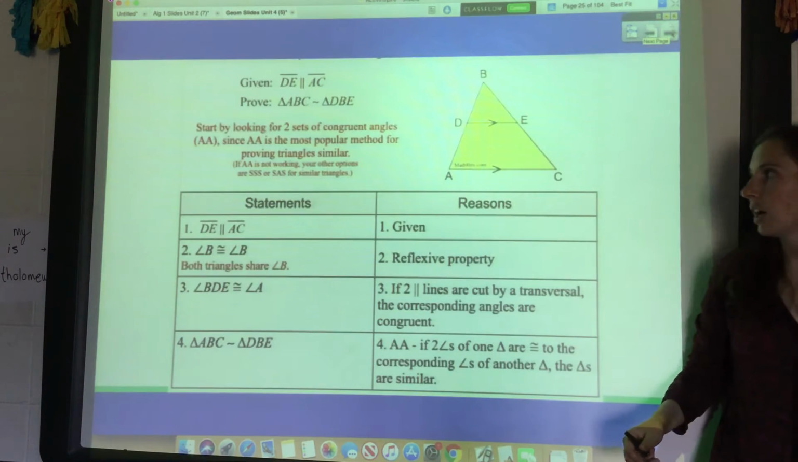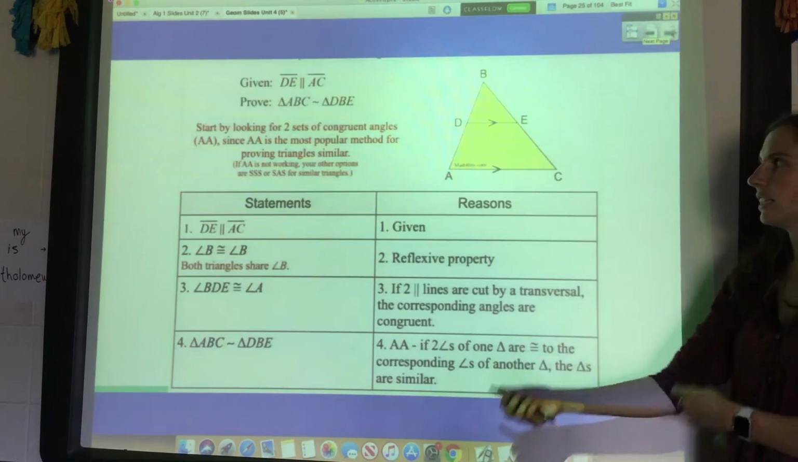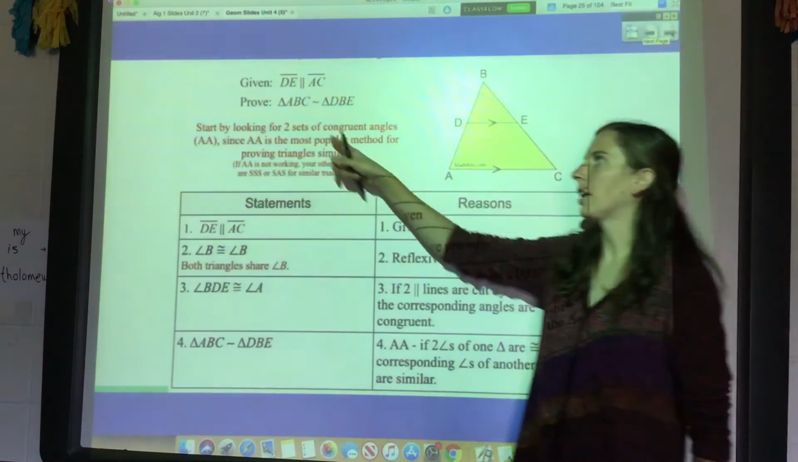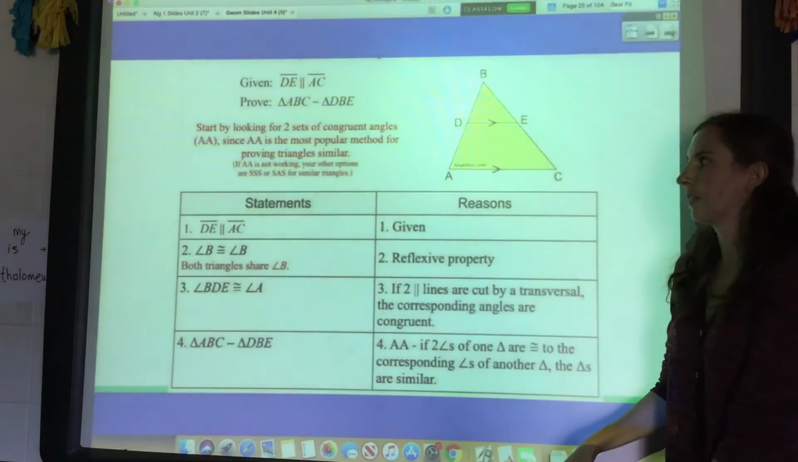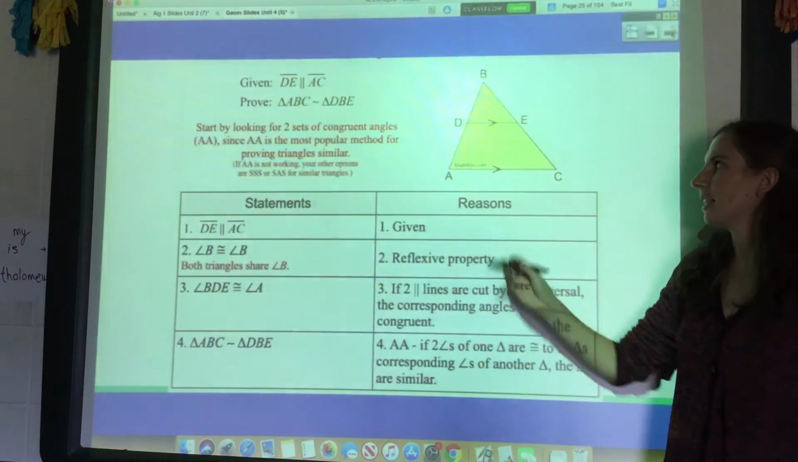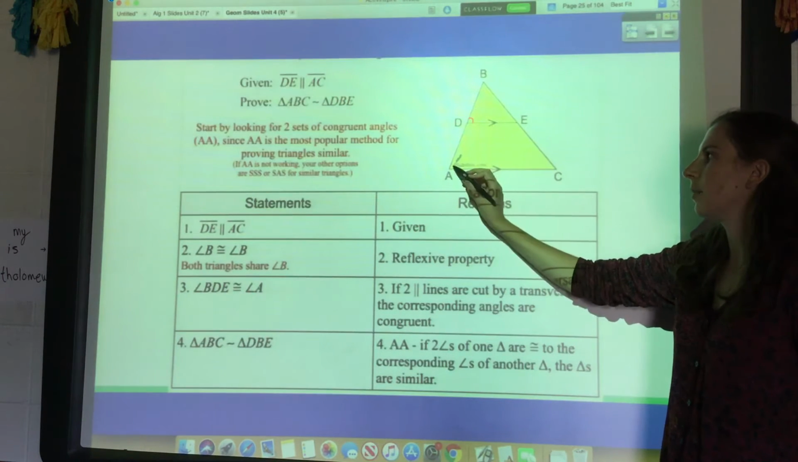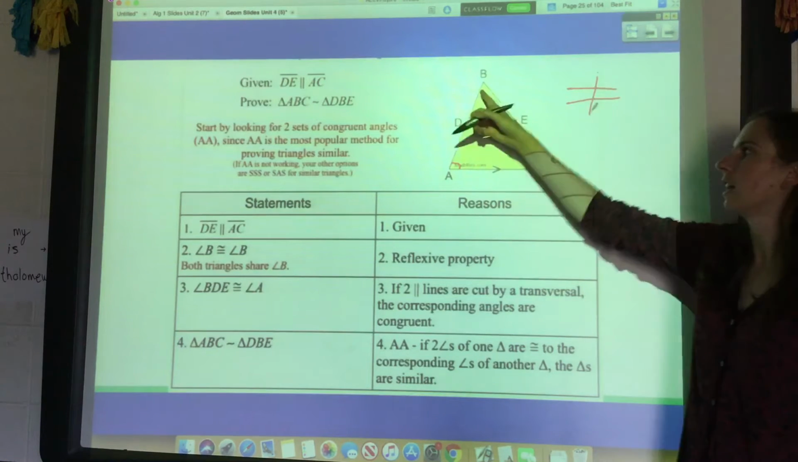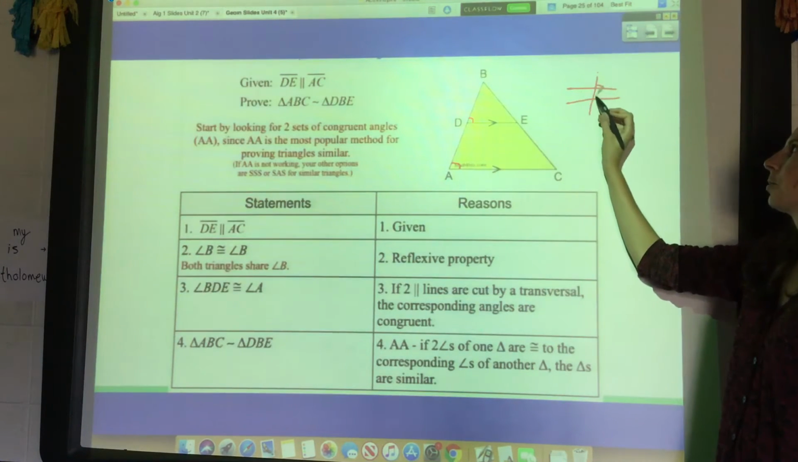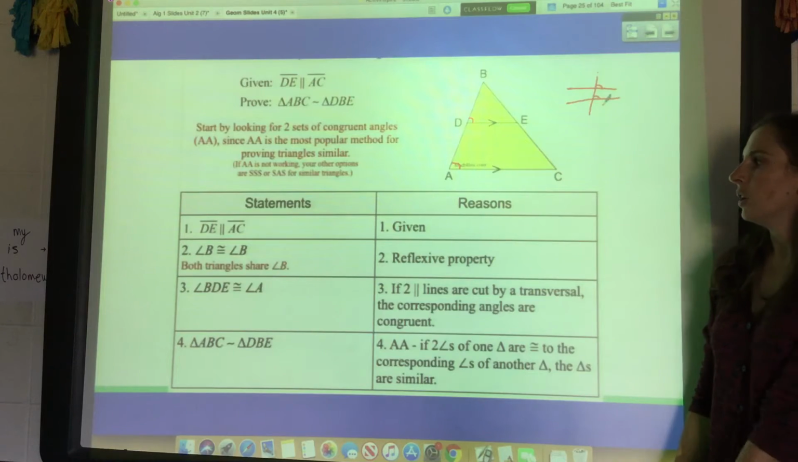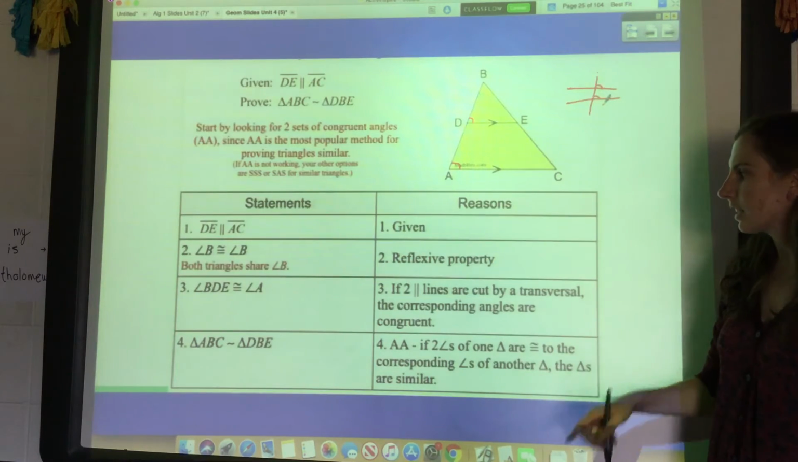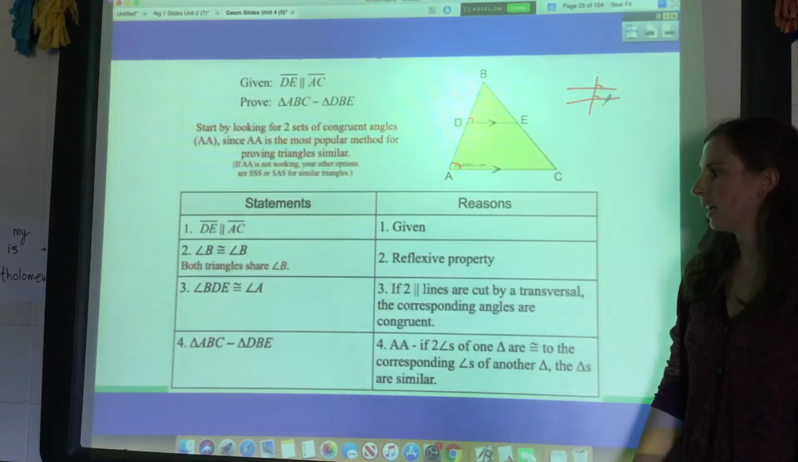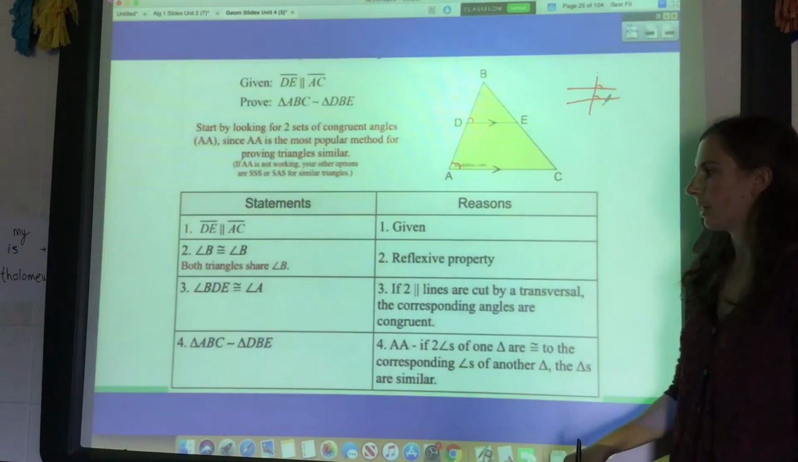Here's another one of those. So it's given that DE and AC are parallel, and I want to again prove the triangles are similar. Bit of a side note, I know that these angles are the same because if I have two parallel lines with a line cutting through them, you know that these corresponding angles are the same. So that's what they use in this proof. Basically, angle B is congruent to angle B because it's the same angle. We call that the reflexive property, by the way.